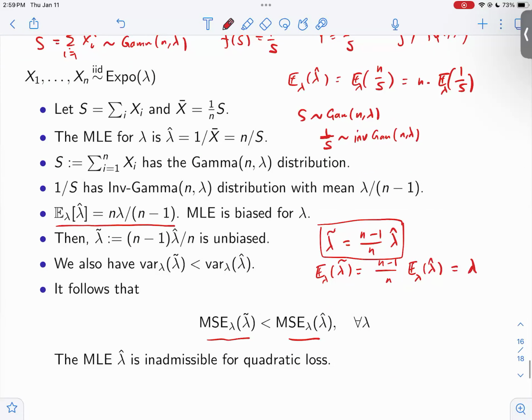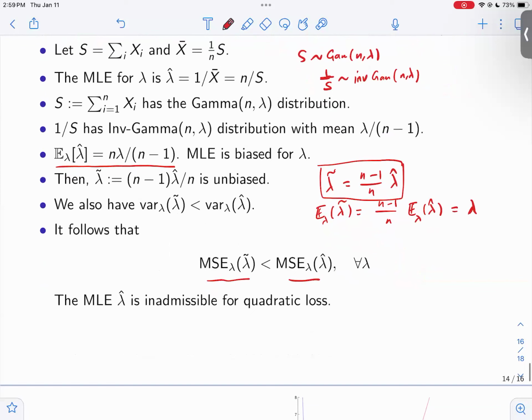If you really like, you should do all of this, and it's a good exercise in probability. But the argument that I did here avoids calculating the variance. In the simple case, you know that whatever the variance of this is, the variance is going to be smaller, and the bias is zero. So we have this relation, which shows that lambda hat, the MLE, is not admissible.